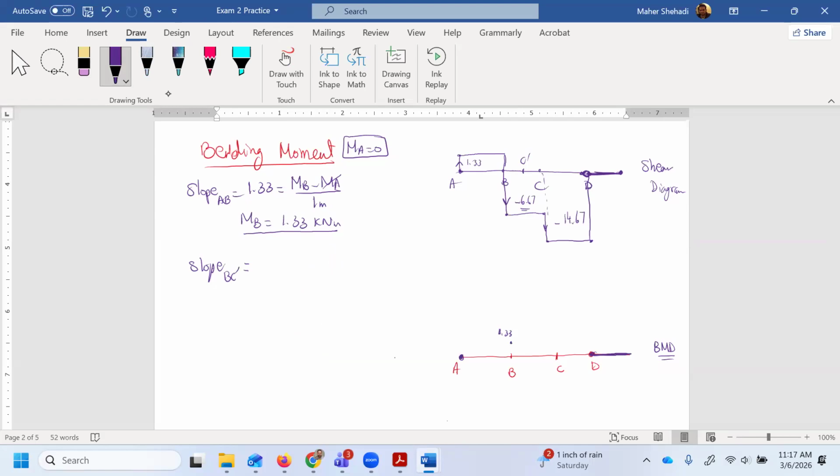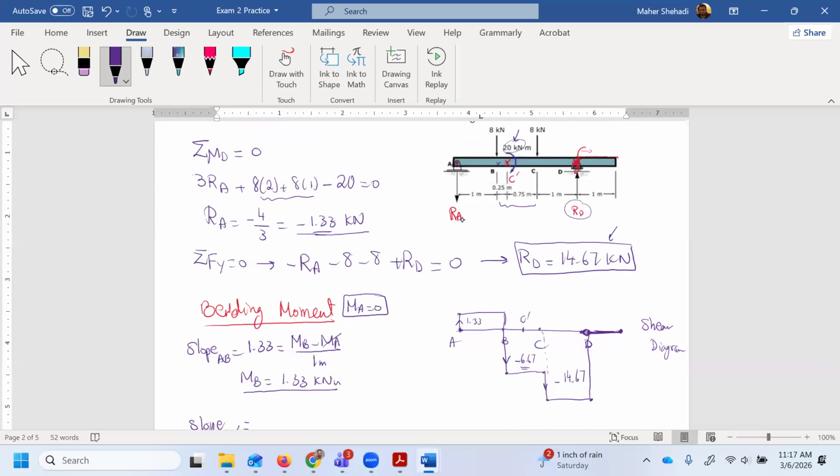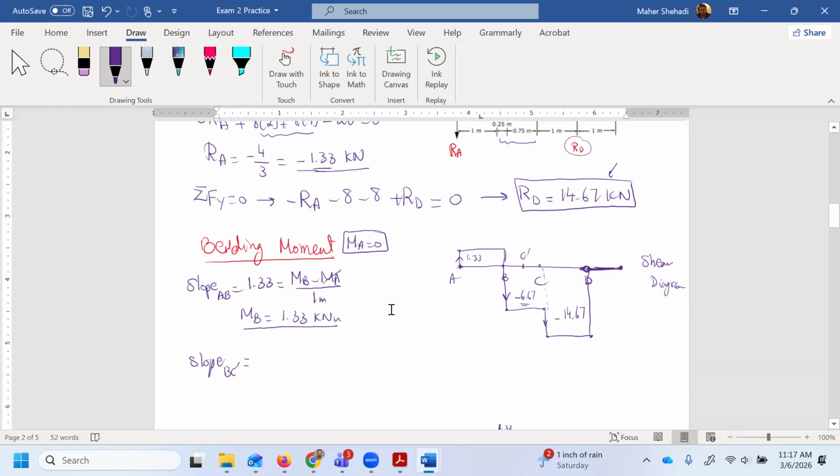So without considering the moment that we have here, the 20 kilonewton, so it would give me, before applying that, so let's call it here, let's write it first. MC prime, that's M2 minus MB, divide by, what's the distance? 0.25. So this one is without the moment, which is 20 kilonewton meter included.